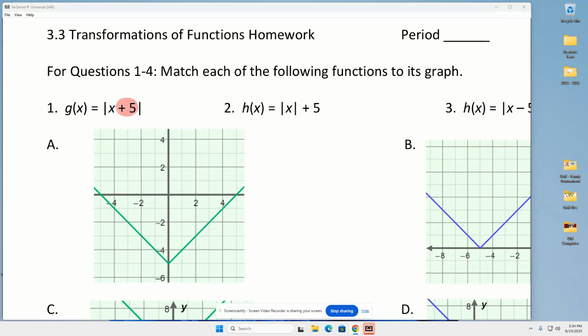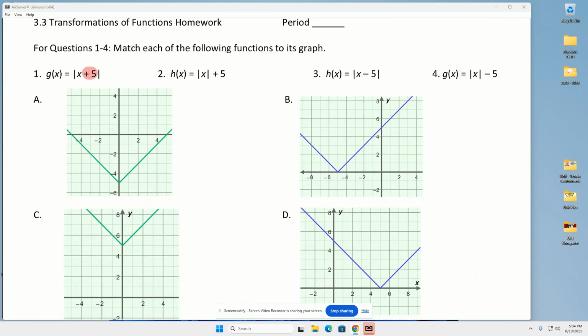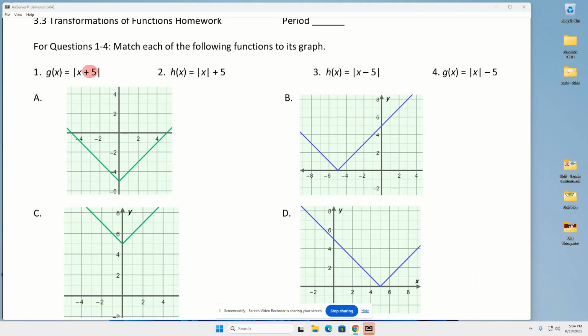So the first problem that we have here, as you can tell, the only transformation that we see is adding, which is a shift. It's inside the absolute value bar, so it's horizontal. And we know that with horizontal shift, it always does the opposite. So that looks like a positive 5. So it's actually a negative 5 horizontal shift. So we're looking for the one that shifted to the left 5. And that is right here. It shifted to the left 5. So it has to be B.